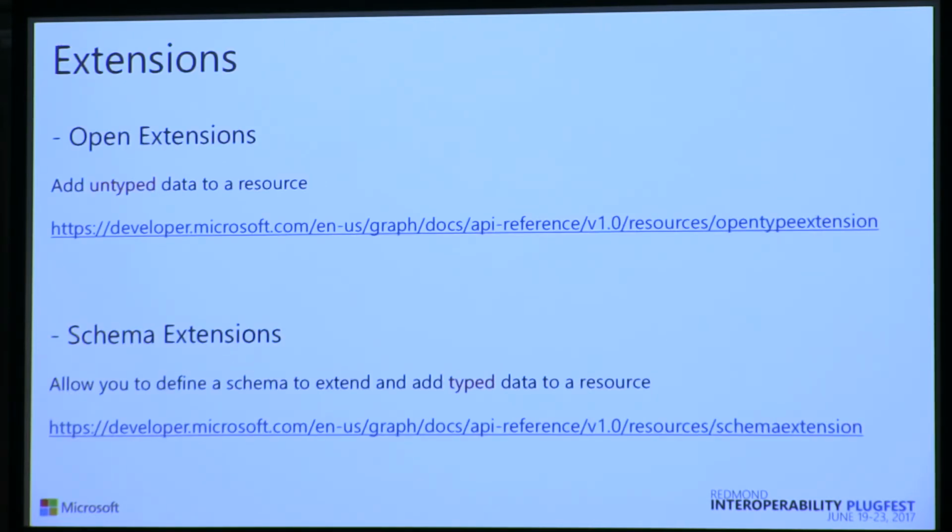So the next part is the extension part. Microsoft Graph also provides extensions. There are two kinds of extensions. One is the open extensions. Another is the schema extensions. The open extensions are untyped. I'm going to explain later and compare them. The schema extension is typed data. That's the only difference.